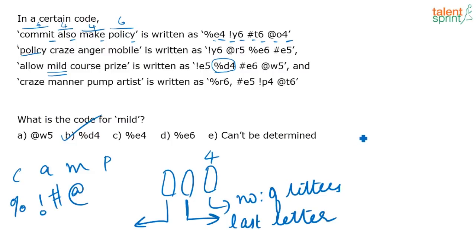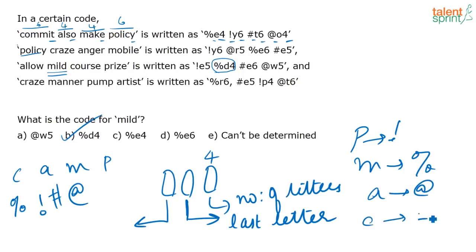By checking you will get P is actually coded as exclamation. See, we found out that M is %D4, that is mild is %D4, right? So you can say M is coded as %, A is coded as at, and C is coded as hash. But to solve this particular question, all these are not necessary. As I said, you can have sub-questions from this question.